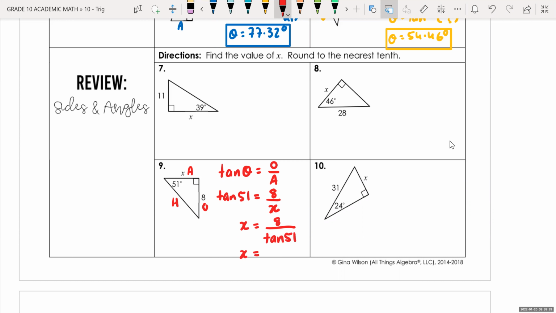Now, if I'm writing tan 51, do I have to use that inverse button? No, you're just going to type in tan 51 exactly as you see it. The only time you use the inverse button is when you're trying to find the angle. But they gave us the angle in this question. So we definitely don't need to use the inverse.